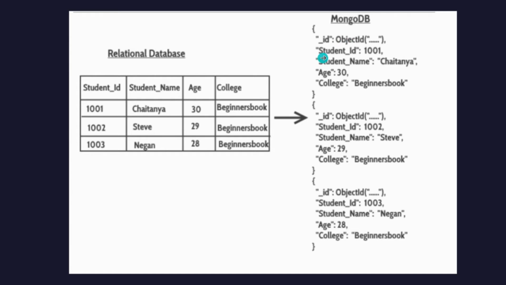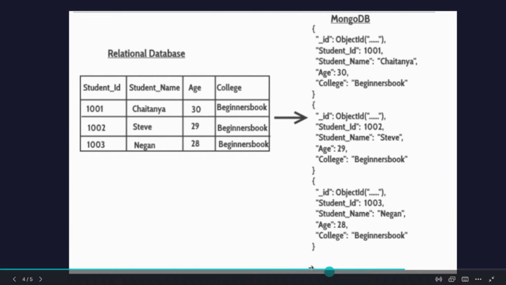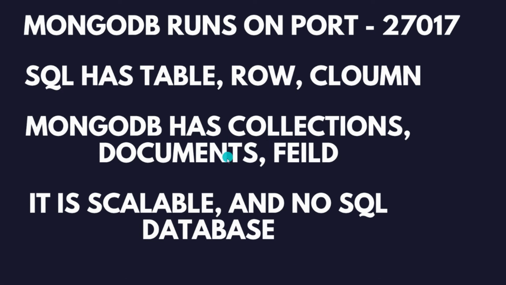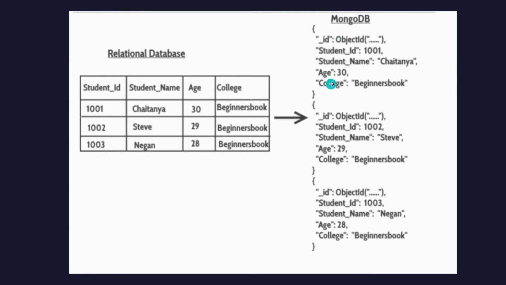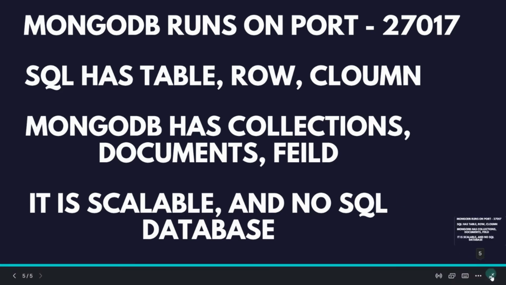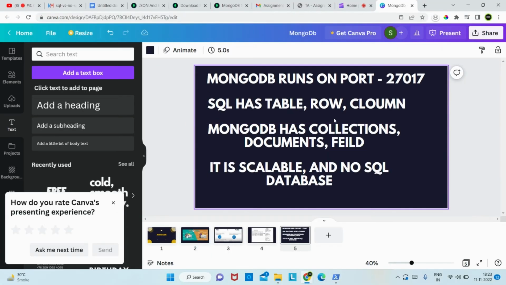And what does MongoDB have? It has collections. A group of documents is known as a collection, and each small piece of the collection is known as a document. This one row of key-value pairs is called a field of that document. It is scalable, and it is a NoSQL database. So let's now download MongoDB and do the CRUD operations there.